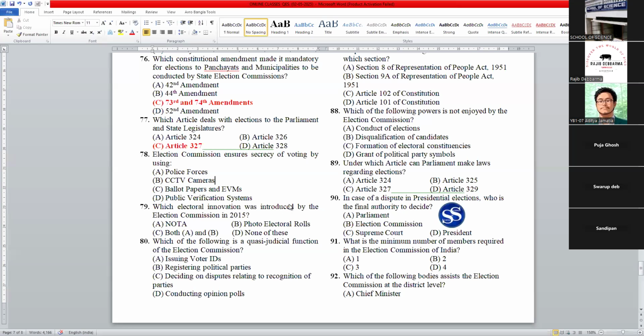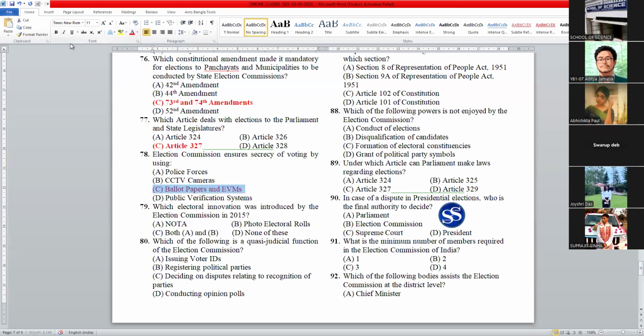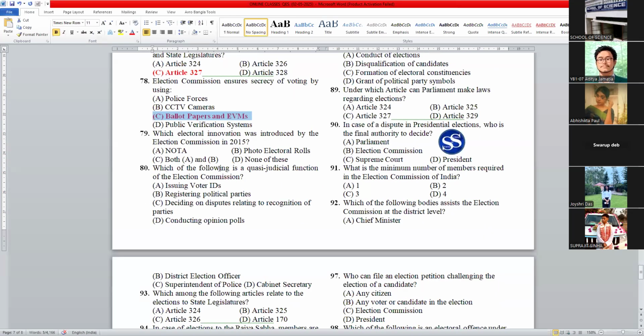Now tell me, Election Commission ensures secrecy of voting by using ballot papers and EVMs. Could you follow? Yes, sir. Okay. Question number 79. Which electoral innovation was introduced by the Election Commission in 2015? NOTA, sir.